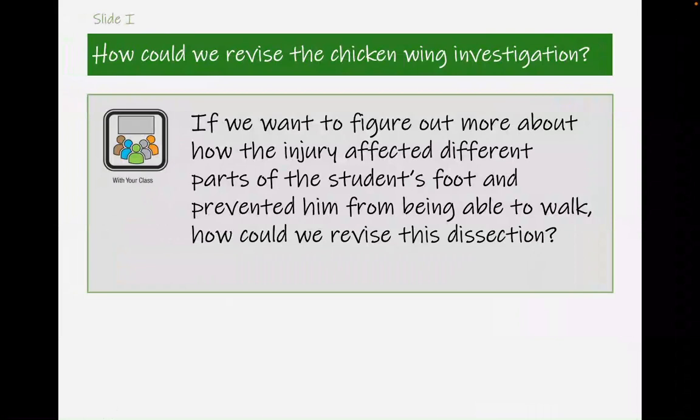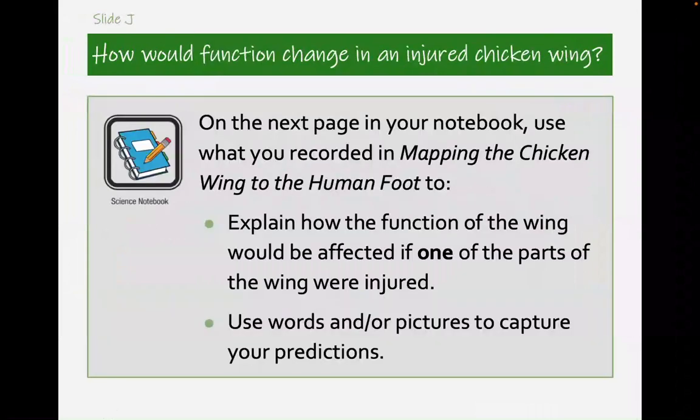So our question here is, if we want to figure out more about how the injury affected different parts of the student's foot and prevented him from being able to walk, how could we revise this dissection? And so the students in the class pretty much came to the quick conclusion that we have to do something to the chicken wing to give it an injury. So what we decided to do was to watch a video where the chicken wing was broken. So we're going to take a look at that.